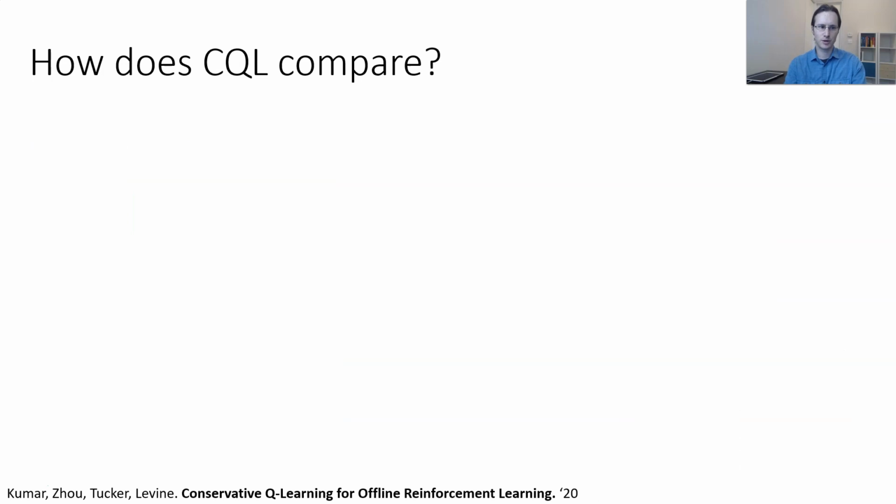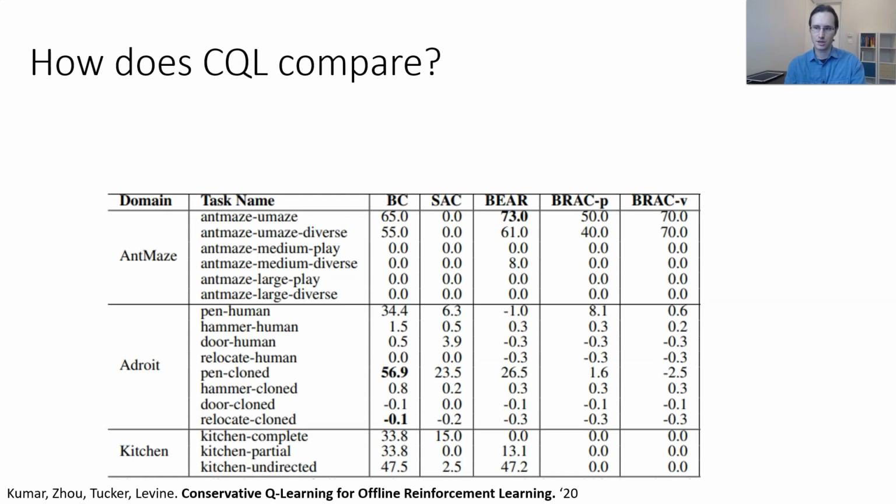So how does CQL compare to prior methods on these tasks? Here are some previous methods. For the ant maze tasks that require stitching, essentially no previous methods work. Everything gets a value of almost 0. And we might wonder whether it's possible for anything to work on these tasks at all. We'll see the answer to that in a second.